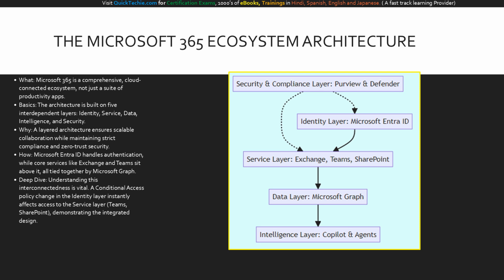At the base, we have the identity layer, powered by Microsoft Entra ID, which verifies who is accessing the system. Above that is the service layer, housing the core collaborative tools like Exchange Online, SharePoint, and Teams. Next is the data layer, where Microsoft Graph maps the relationships between users and their content. Sitting on top is the intelligence layer, driven by Copilot and AI agents. Finally, wrapping around all of this is the security and compliance layer, utilizing tools like Microsoft Defender and Purview.